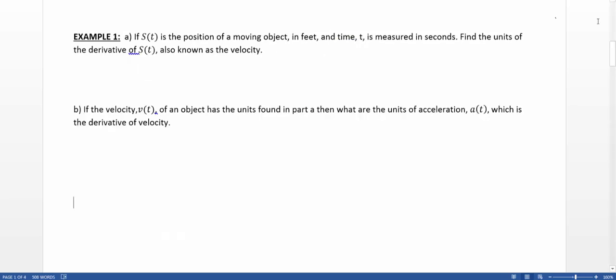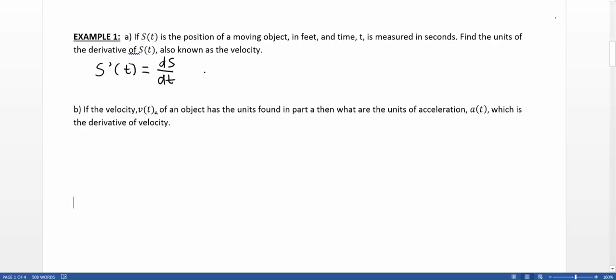Example 1. Part A. If S of t is the position of a moving object in feet and time t is measured in seconds, find the units of the derivative of S of t, also known as the velocity. So remember, there's two different ways we know now to write the derivative. So we could use Newtonian notation, which would be S prime of t, or we could use Leibniz notation, which is the derivative of the dependent variable with respect to the independent variable.